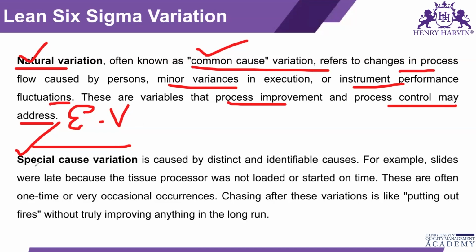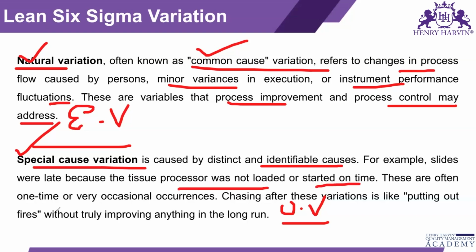Clear? Now, special cause is called non-expected variation or unexpected variation. Please make a note. Unexpected variation. Special cause is called unexpected variation. This variation is a result of unusual occurrences. For example, the slide tissue was not properly loaded on time. And these are often very occasional occurrences, like putting out fires.